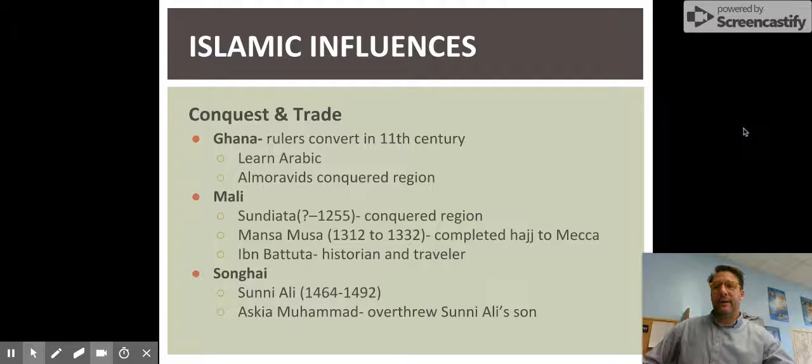You can see here the Islamic influences. Ghana, Mali, and Songhai are all going to have big influences of Islam. The big one's going to be Mansa Musa. You can see him there under Mali. Mansa Musa is going to complete the Hajj. And remember when we talked about Islam, the Hajj is that pilgrimage that Muslims are required to make to the holy city of Mecca. Mansa Musa, a king, actually does this Hajj. He travels across the Sahara Desert, across North Africa, to the city of Mecca, and he brings with him riches and a huge caravan of people.